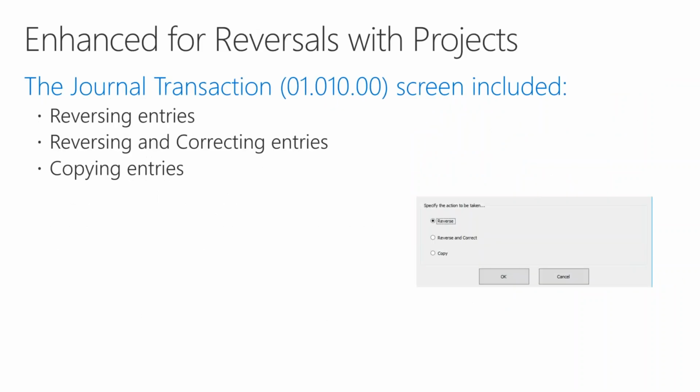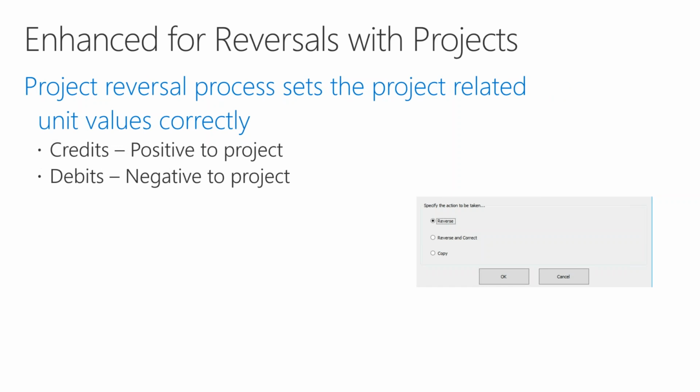Now, one of the things that, again, I won't go deep here because hopefully you're very familiar with this feature, is a feature inside of the journal transaction screen that allowed you to do reversing and corrections or copying of journal transactions. Now, one of the things that was brought to our attention is, I know this is a little bit more of a bug, but I definitely want to point this out for my project users, that it did not correctly update the project information.